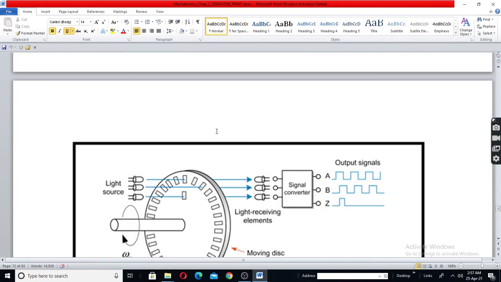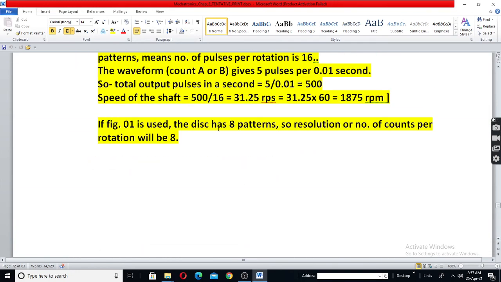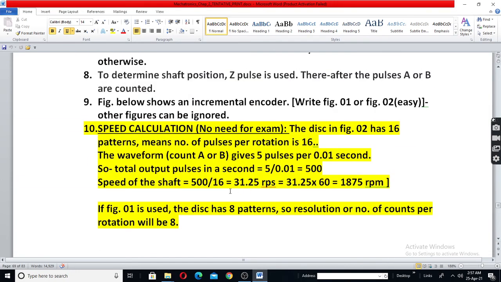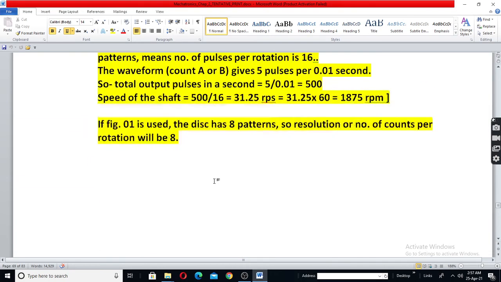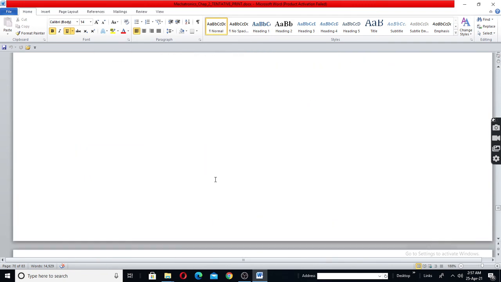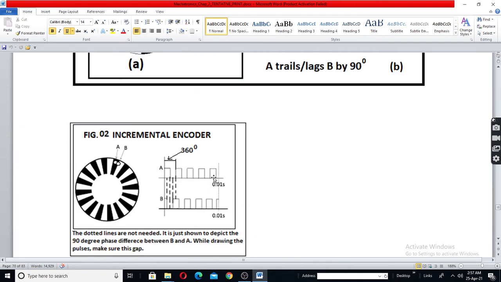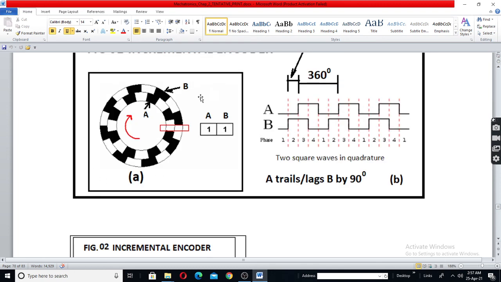So what you had done here, you had divided by 16, because we had assumed this particular figure with 16 patterns. Here it is 8. Here it will be 8 for both A and B. See, 8: here 1, 2, 3, 4, 5, 6, 7, 8. This also 1, 2, 3, 4, 5, 6, 7, 8 for A and B. The number of pulses will be the same.